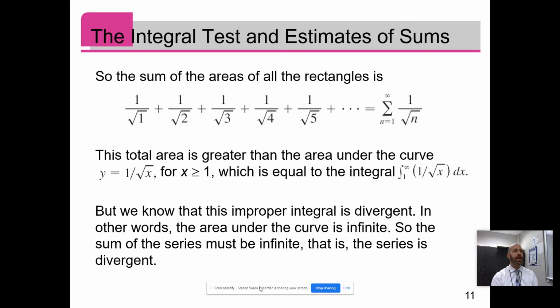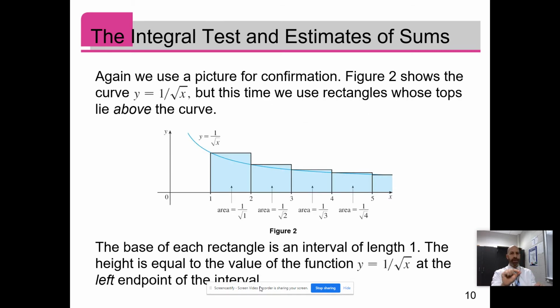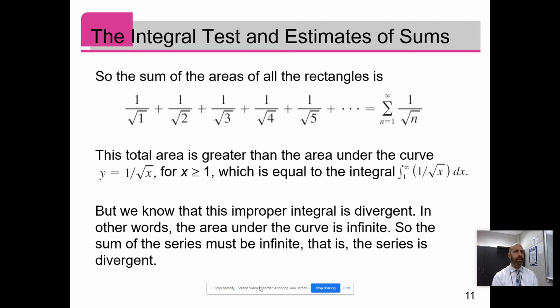Okay, so I said all that. So the sum of the areas of the rectangles is as follows. This total area is greater. So we've got the rectangles are now above the curve, each rectangle was above the curve.